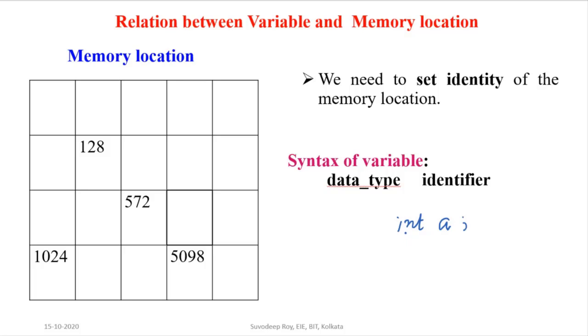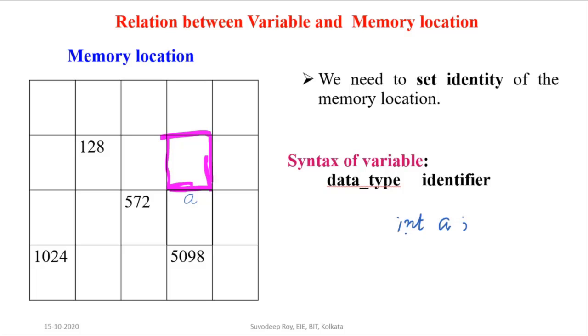When we declare int A, a particular memory location is allocated for A. Say this memory location has been allocated for A. Again I am repeating, when we declare a particular variable, this is the name of the variable, the technical term is identity, and we must declare the data type. Which type of variable is this? In this case it is integer.